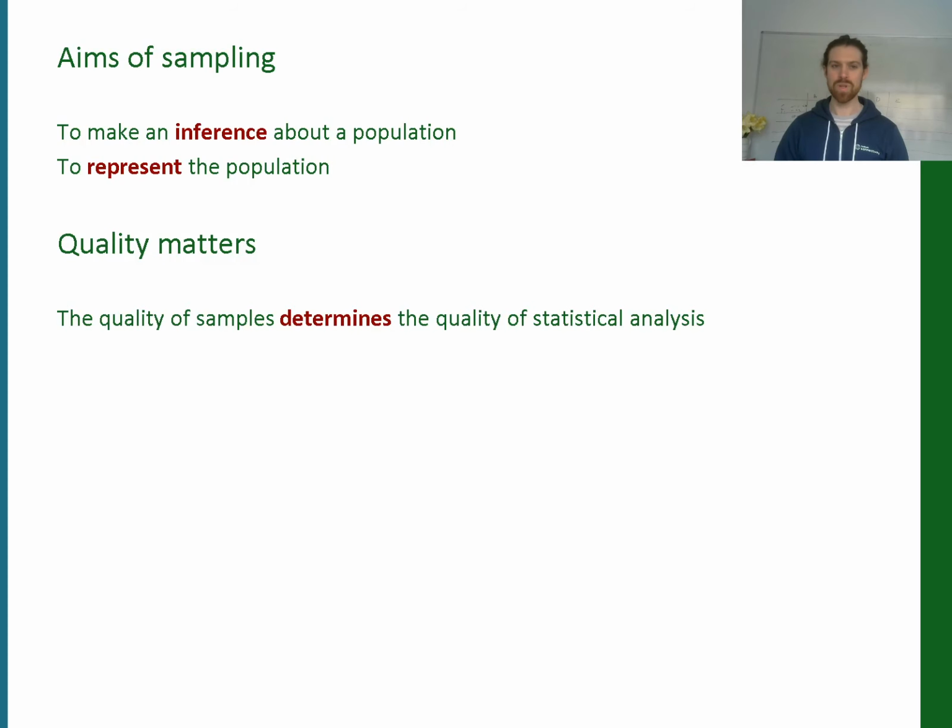Okay. So what's the aim of sampling? Because that's obviously the purpose of this lecture today. Well, what we want to do is make an inference about an entire population that we're interested in. So we need to make sure that the sample that we collect is actually representative of that entire population. And quality matters. Quality is something which you should always be concerned about in your sampling approaches.